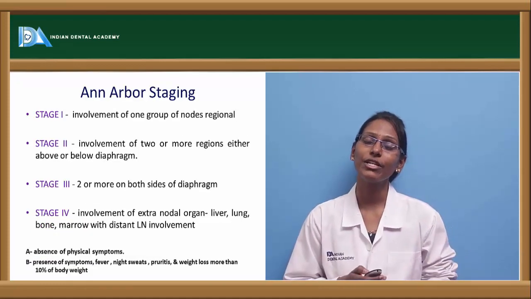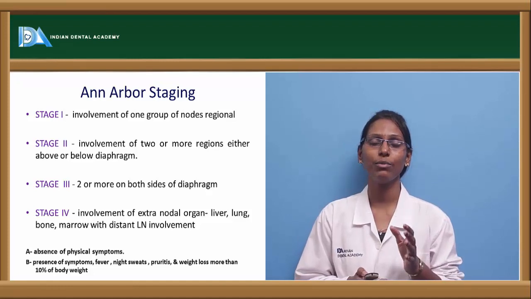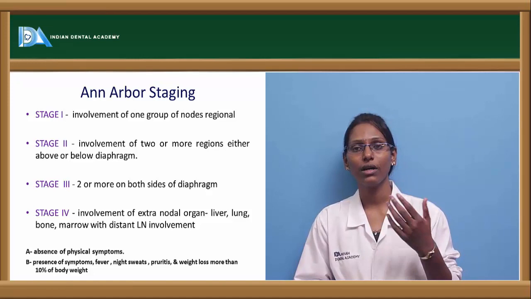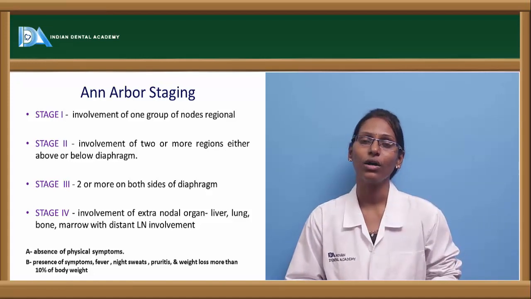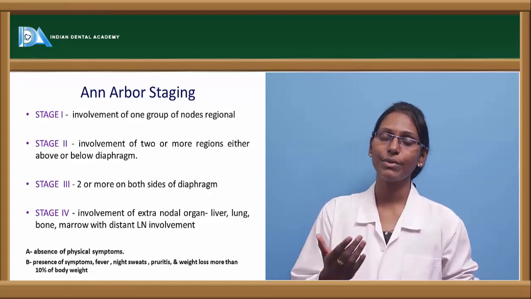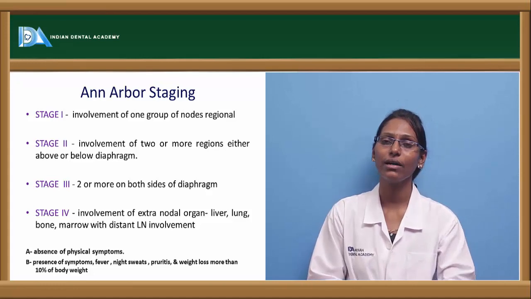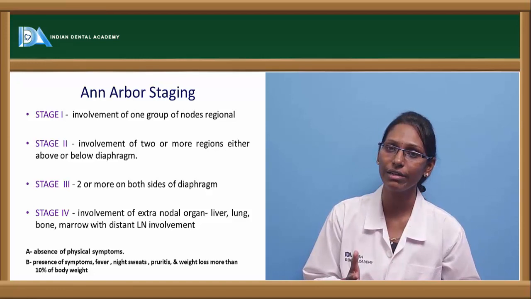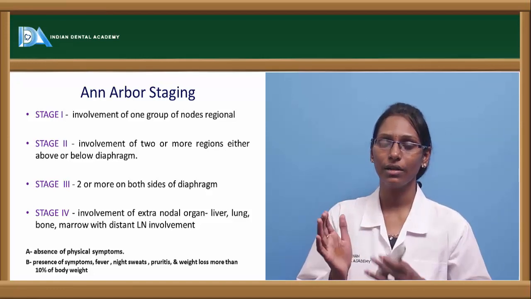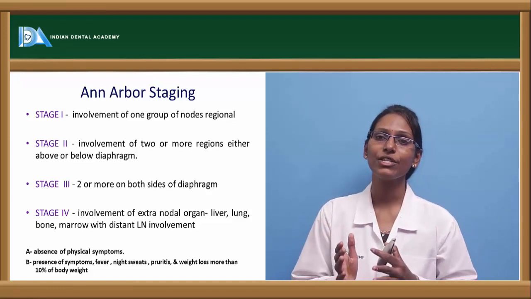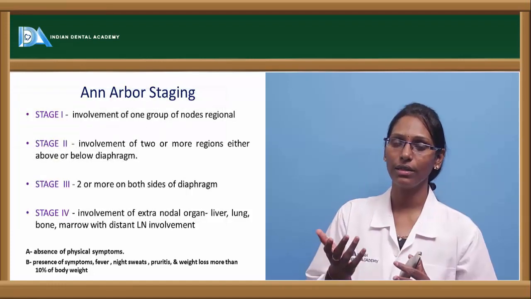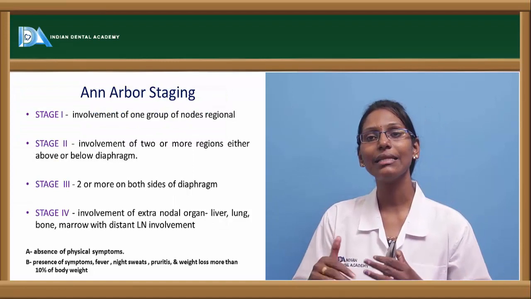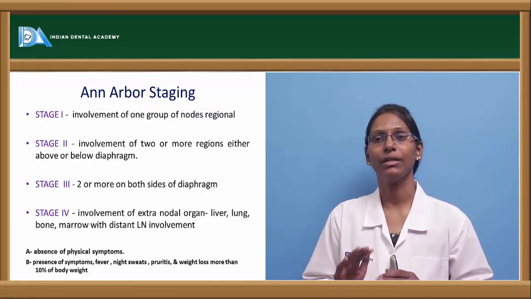Hodgkin's lymphoma is usually staged with the help of Ann Arbor staging. This staging is useful for noting the severity or advancement of the disease. In stage 1, one or more lymph nodes are involved in one region. In stage 2, lymph nodes are involved in more than one region, either above or below the diaphragm.